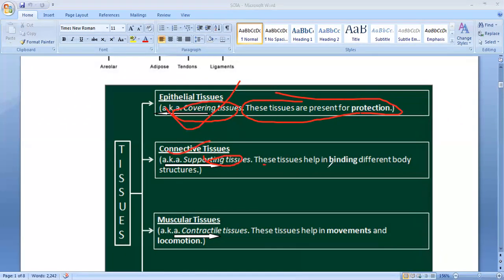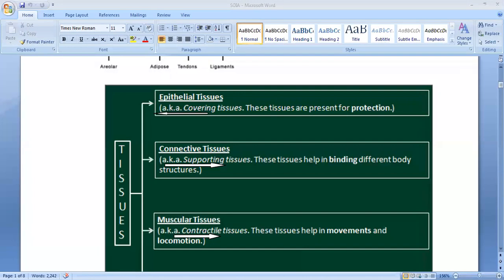These tissues help in binding different body structures, like tendons, ligaments, bones, and cartilage. So it also comes in the category of connective tissue. Next is the muscular tissue. Muscular tissue is also called the contractile tissue, and it is involved in movements and locomotion. So the basic function of the muscular tissue is movements as well as locomotion.